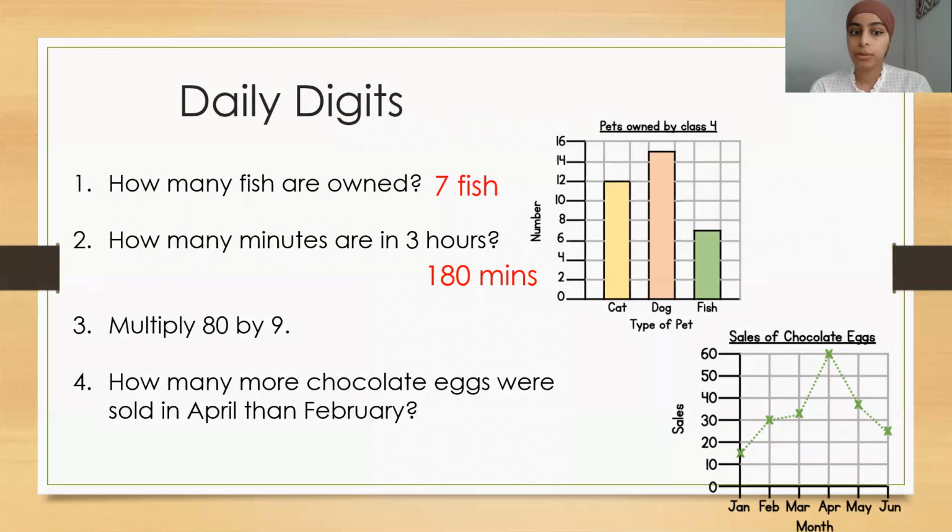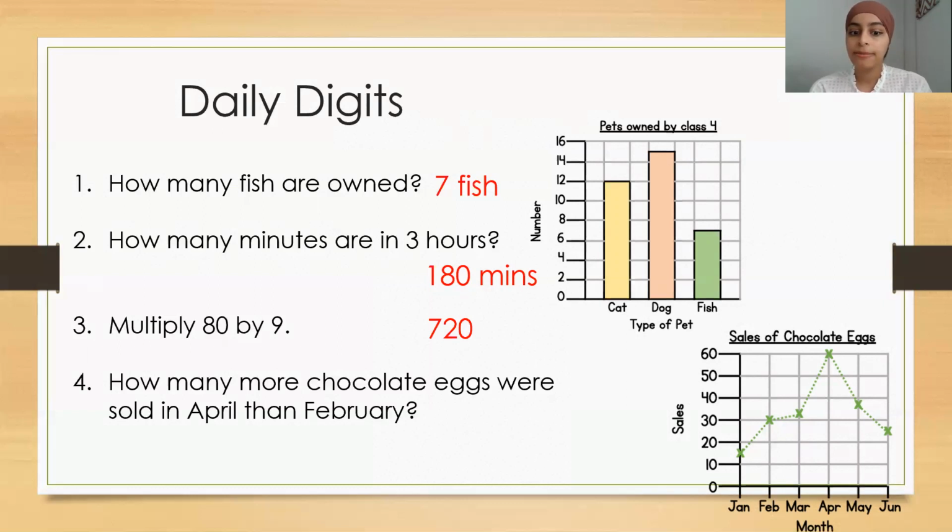Number 3, multiply 80 by 9. Again, you can use your derived facts. 8 multiplied by 9 is 72. That means 80, which is 10 times bigger, multiplied by 9 is 720.